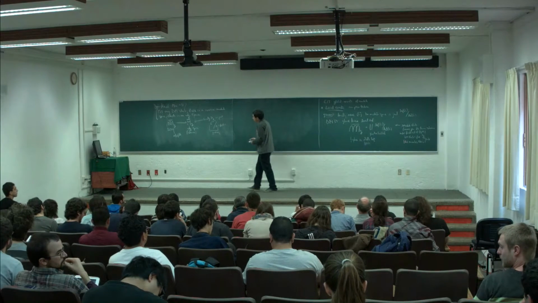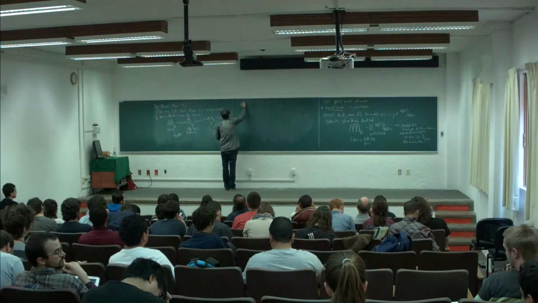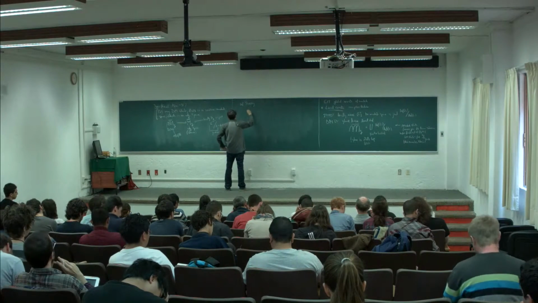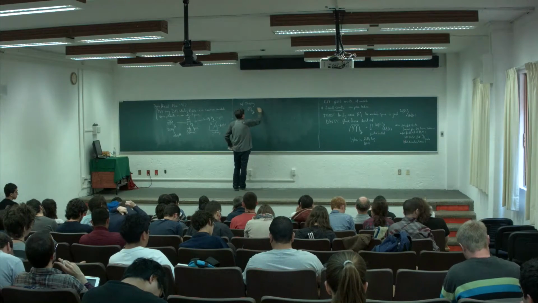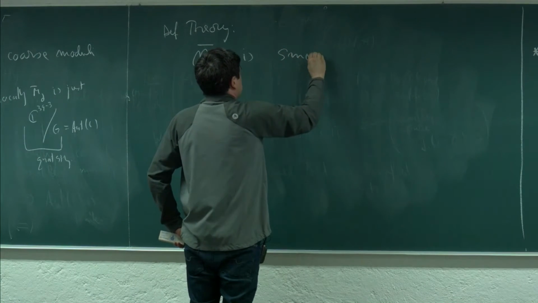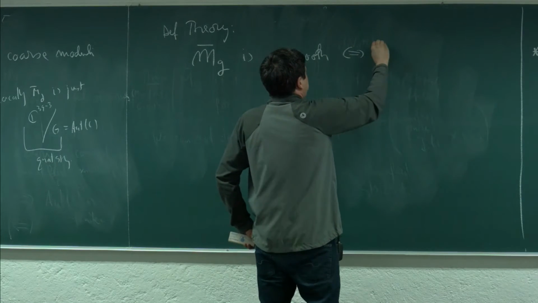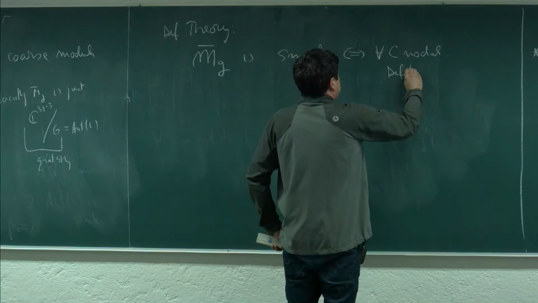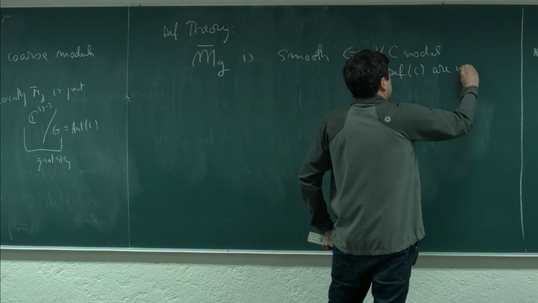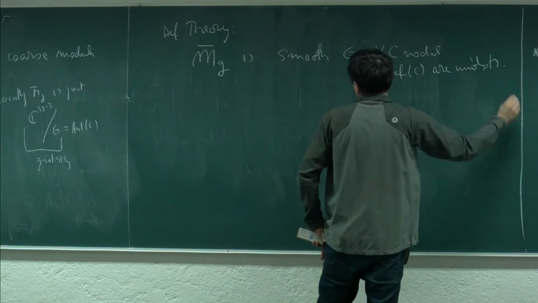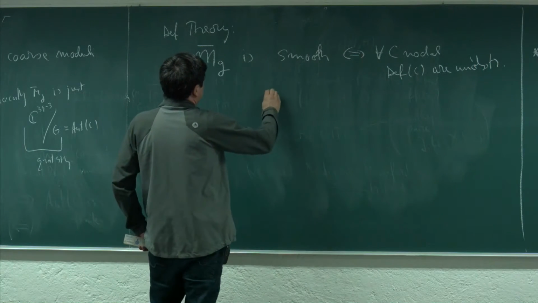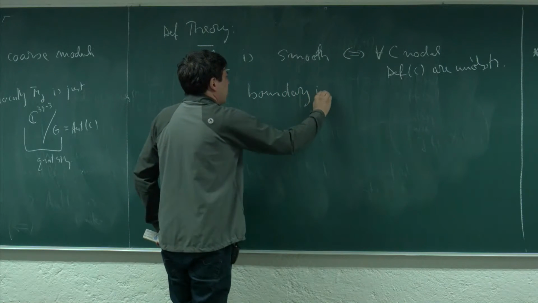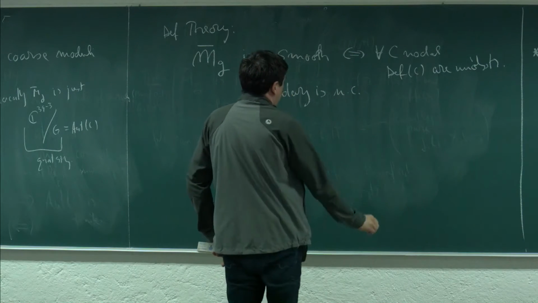Okay. So now you note that deformation theory tells us that this stack M_g bar is smooth. This is equivalent to saying that for a nodal curve C, the deformations are unobstructed. And it tells us also that the boundary is normal crossings. Why is that?